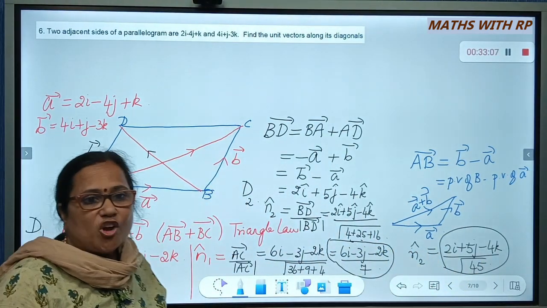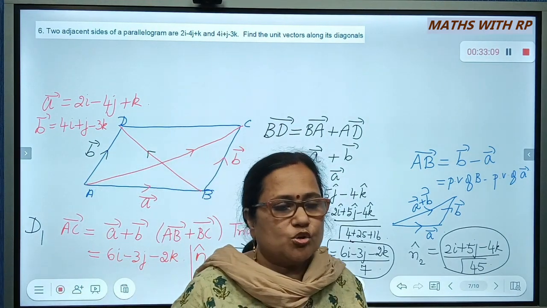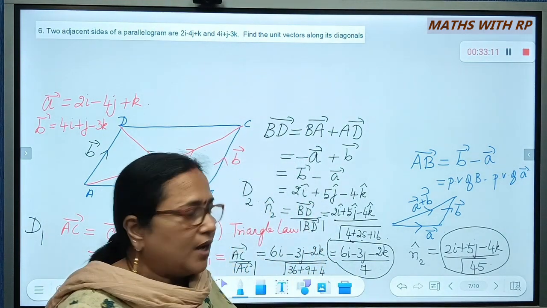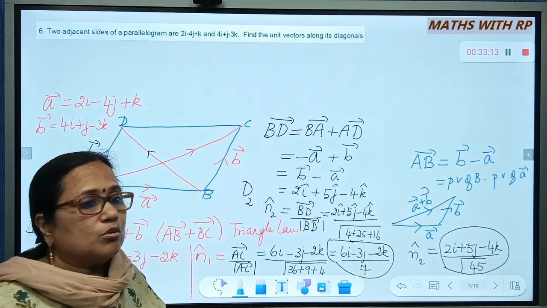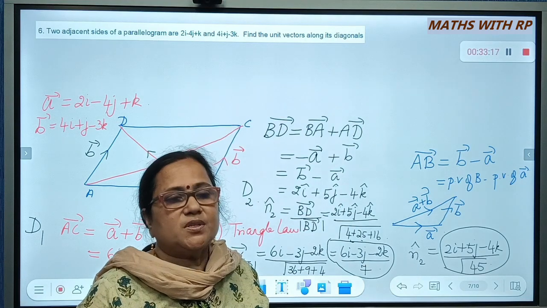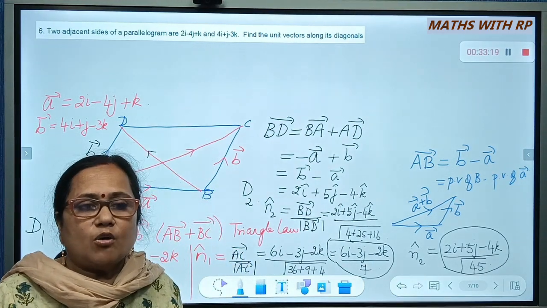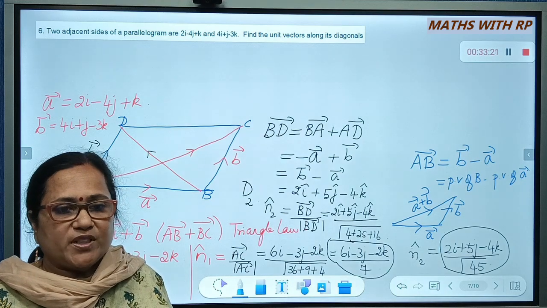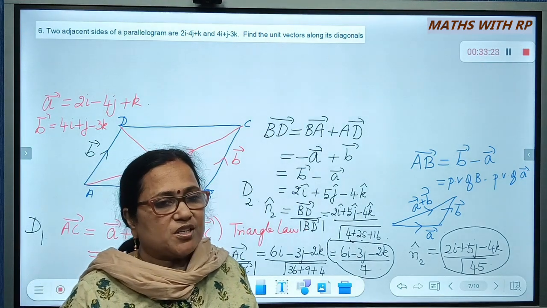I hope you enjoyed learning about direction ratios and direction cosines today, and also about how to use the law of addition to solve problems. Looking forward to working out more and more problems with you, and I hope you enjoyed the session.